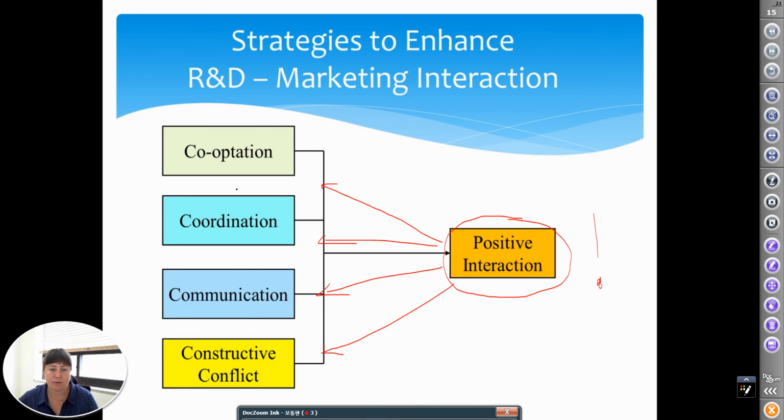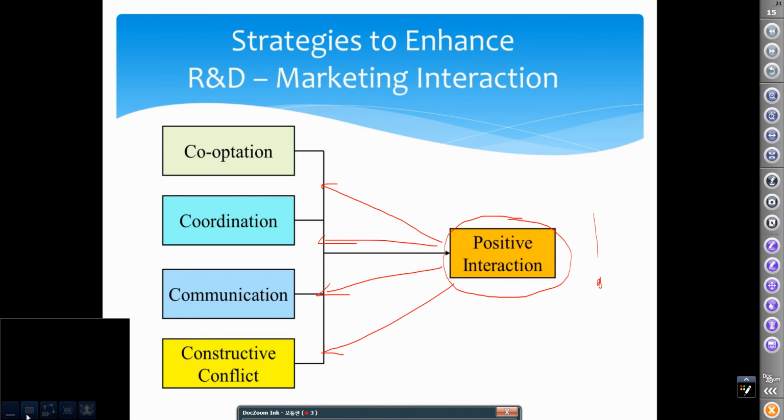So the objective of cooptation is to merge the interest of research and development and marketing. In particular, effective high-tech marketers use the following methods to gain the support of research and development in the product development process. So what are the methods? The first method is effective marketers use informal networks and build bridges to engineering. They know the right people. They are in close physical and organizational proximity to engineering.